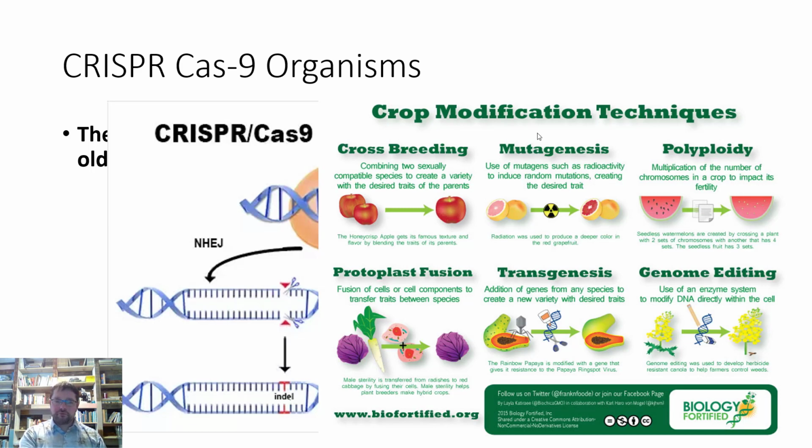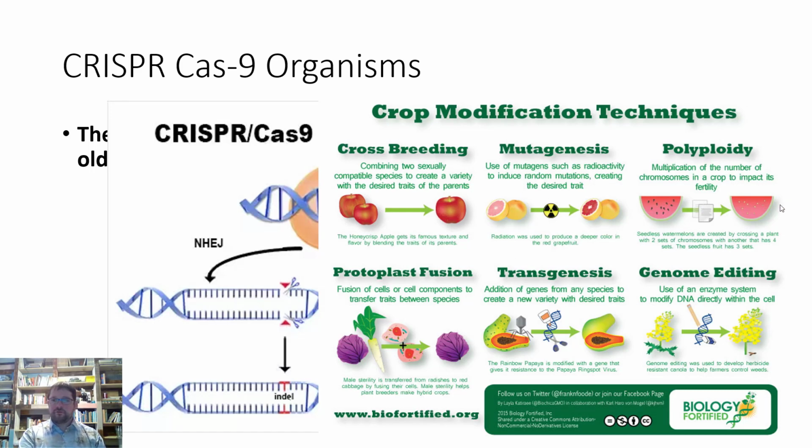Okay? Mutagenesis. Okay? This is creating mutants. Okay? So you can introduce radioactive material that mutates the DNA, and then you test it out and you see what kind of characteristics it gives you. Okay? We've been doing this for a very long time. Okay? And that's how you get basically ruby red grapefruit. Okay? Instead of being pink and it's red, that's a mutation. Okay? That was introduced through mutagenesis.